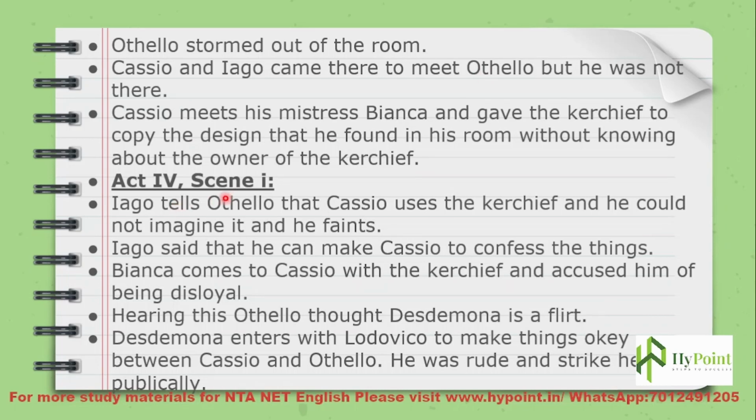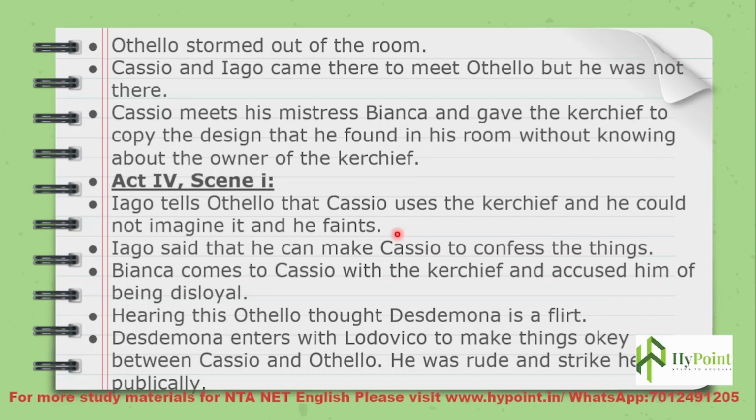Act 4, Scene 1. Iago tells Othello that Cassio uses the handkerchief, and he could not imagine it, and he faints. Iago now says the handkerchief is with Cassio, but who gave it to him? Iago dropped the handkerchief in his chamber, and Cassio doesn't know that this handkerchief was the first token of love given by Othello to Desdemona.